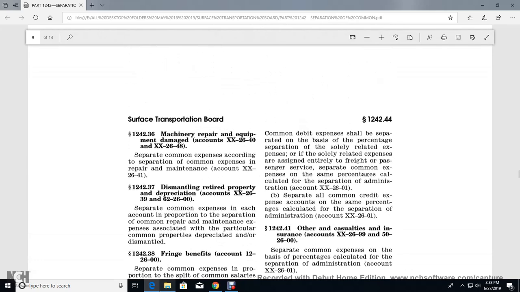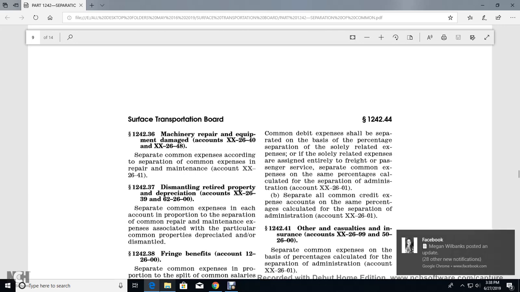1242.36: Machine repair, equipment damage, accounting XX 2640 and XX 2648, separate the common expense with the coding. Separation of common expense with the repair and maintenance XX 2641. 1242.37: Dismantling retired property, depreciation account XX 2639, and 622600.